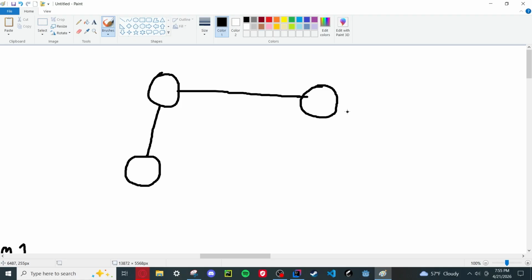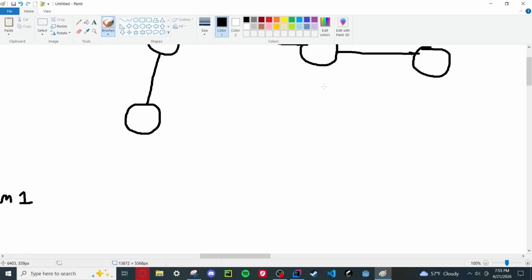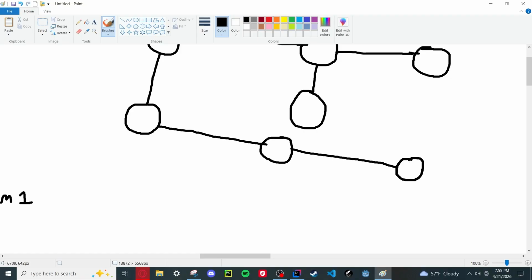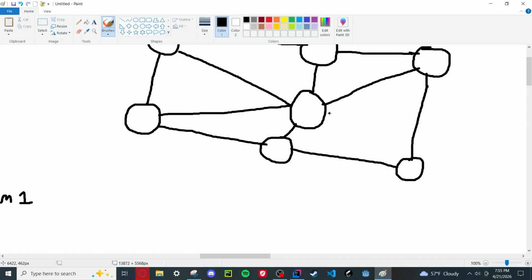And I just have a bunch of vertices. So my graph looks like this, and they're all connected like this. This is connected like this. This is connected like this. This is like this. This is like this.